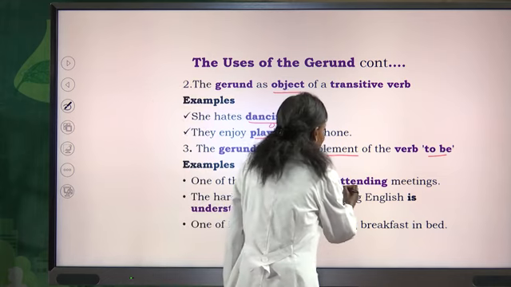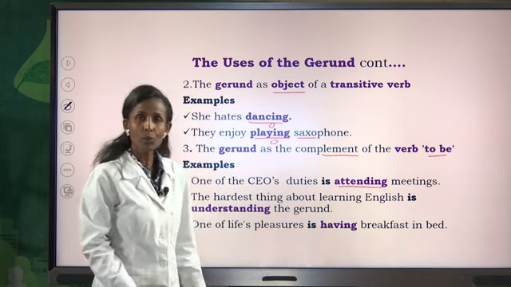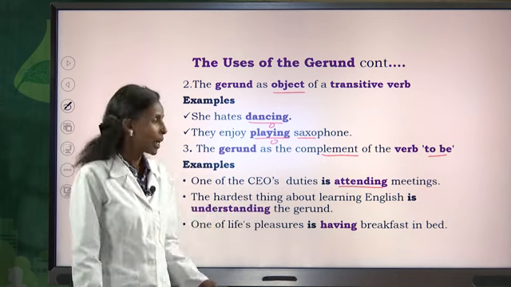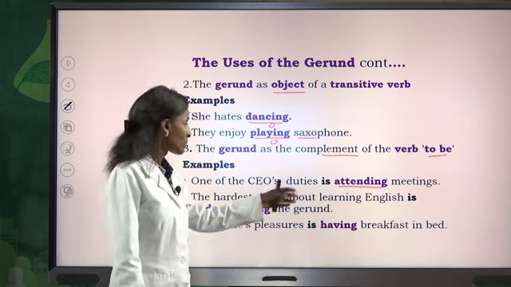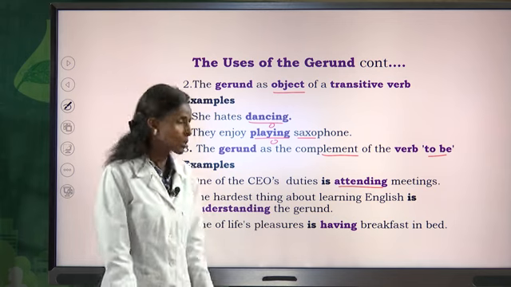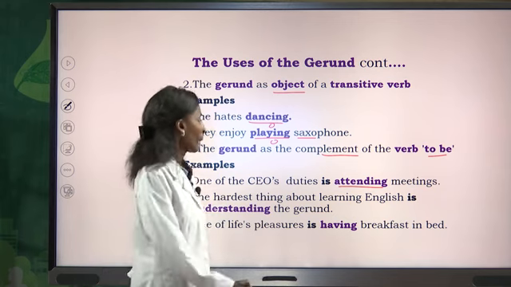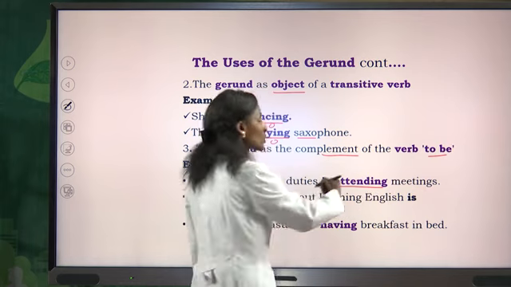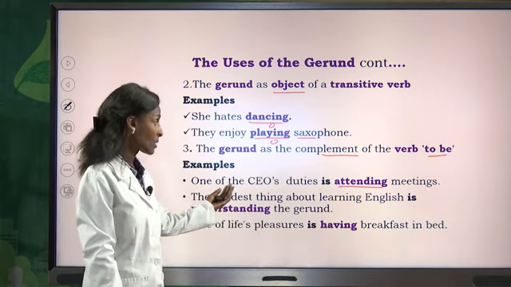Attending meetings. You see, I need to complete the sentence with that of the gerund, otherwise it will be incomplete. I will not stop there. One of the CEO's duties, meetings, is nonsense. So you need to add that of attending meetings. This is the complement of the sentence, because it makes the sentence complete.